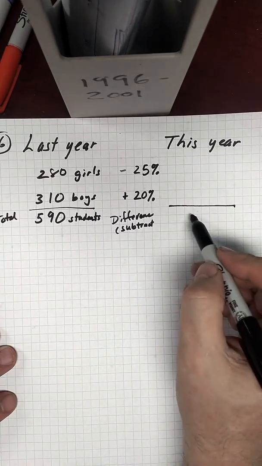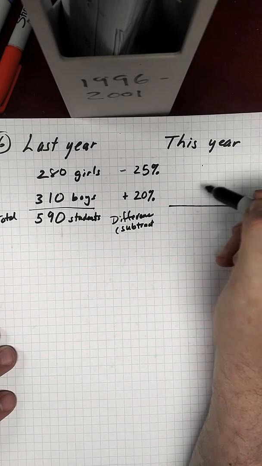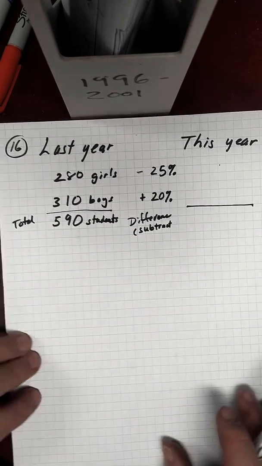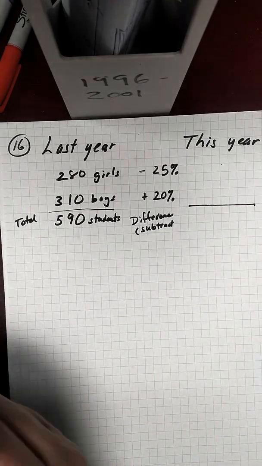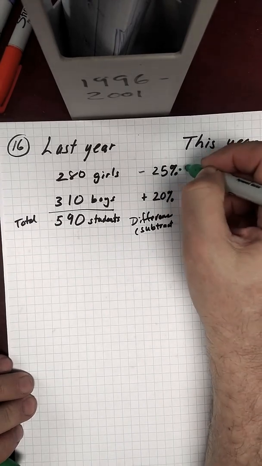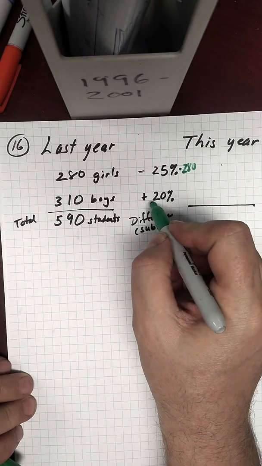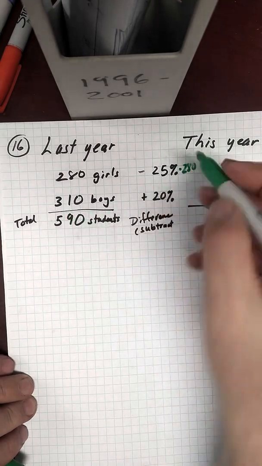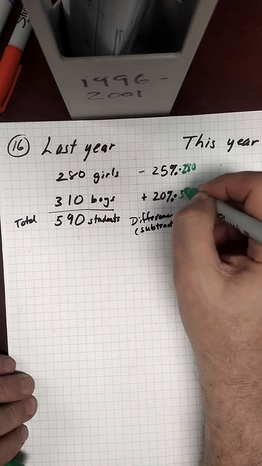But we need to get this total right here, which means we're going to need to get these two numbers. So what we're going to do is we're going to have 280 girls plus 25% of what? 25% of the 280 girls. And here we're going to have 20% of the 310 boys. So 20% multiplied by 310.